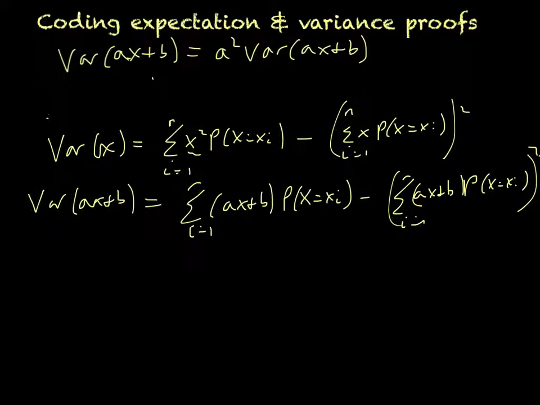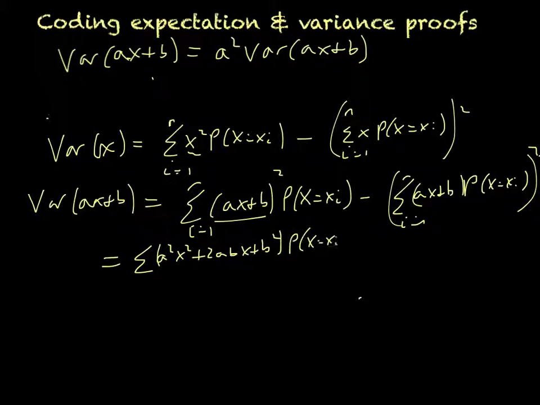Well, where can we go from here? And remember, this thing is all squared. Where can we go from here? Well, we're going to have to, first off, expand this thing out. So we're going to get a squared x squared plus 2ab x plus b squared, and this is all times probability of x equals xi, i going from 1 to n again.